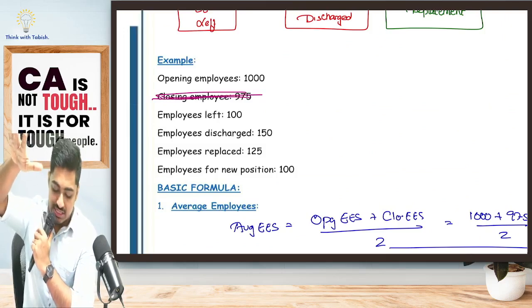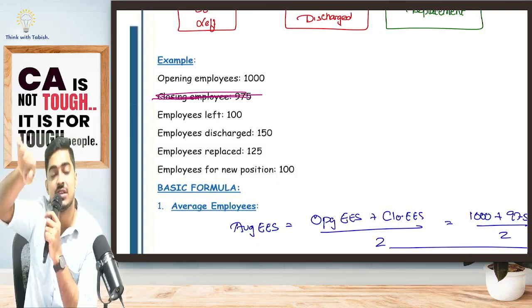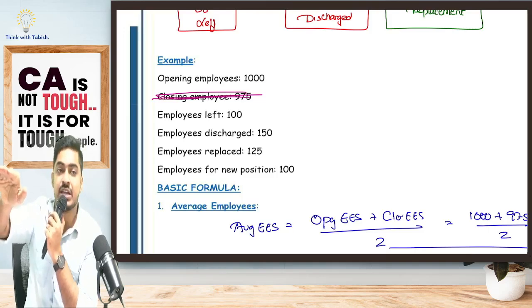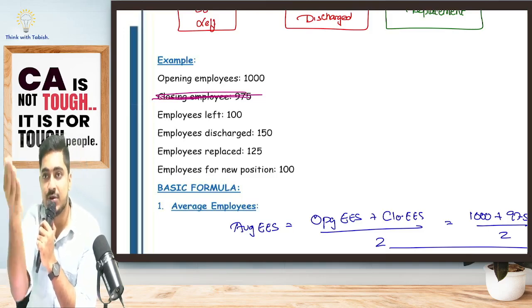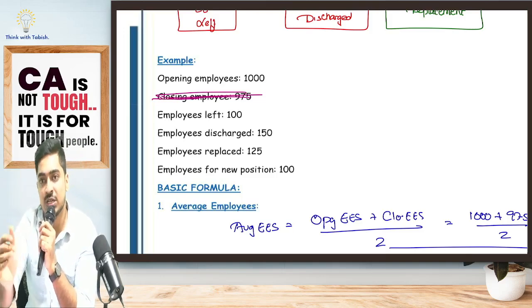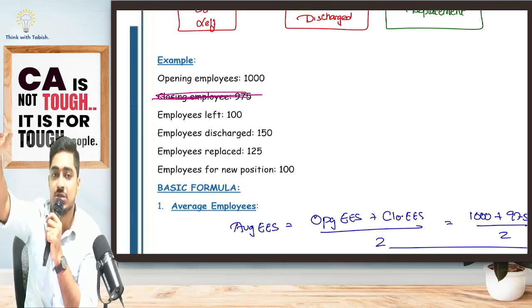Sir, 1000 are there, sir. Sir, how many employees left, sir? Sir, 100 left, sir. That means how much is there? 900 only. Sir, how many employees we kicked out? 150. That means 900, 150 went. How much is there? 750 is only there, sir. Sir, as replacement, how much we took, sir? Sir, 125 we took, sir. Sir, 750 plus 125, 875 should be there.